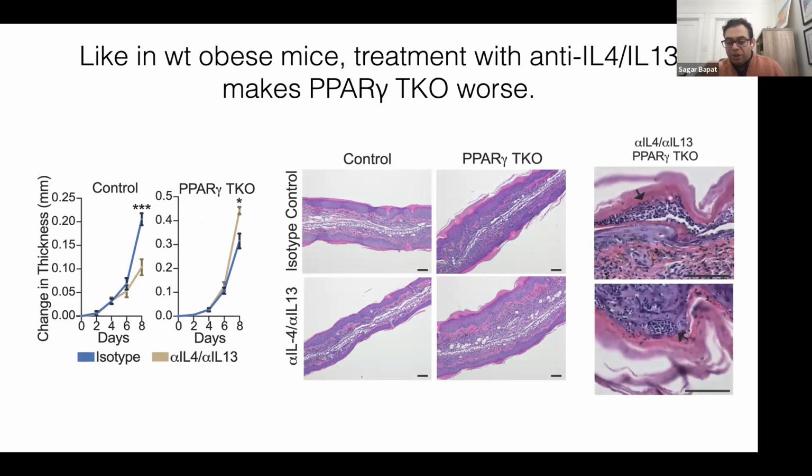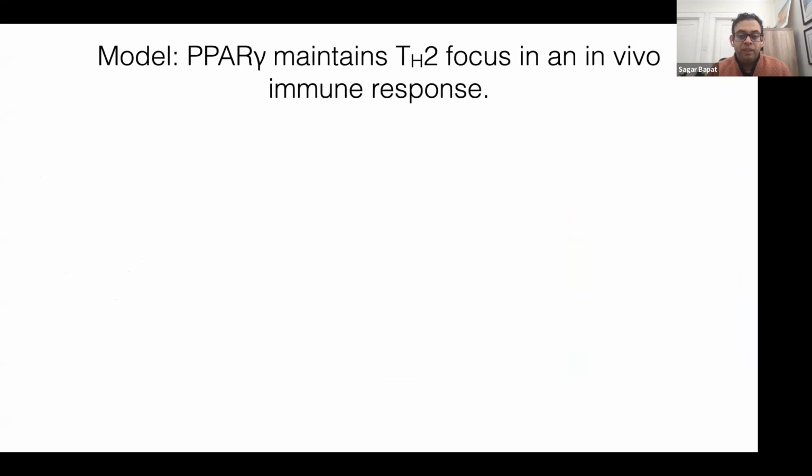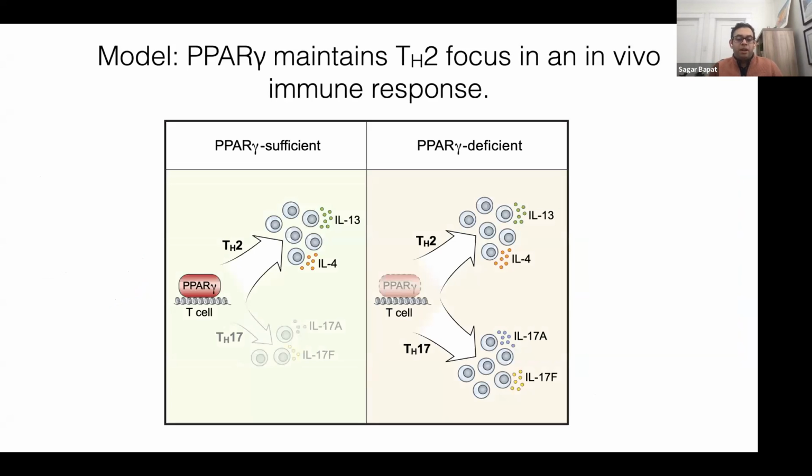And again, we noticed, which is to us very striking, this neutrophilic pustule that showed up in the PPAR knockouts given anti-4, 13, which seemed to actually show a new feature histologically that doesn't exist in any other group. So the model that we ended up thinking about was that maybe PPAR gamma is important to maintain a Th2 focus in an immune response.